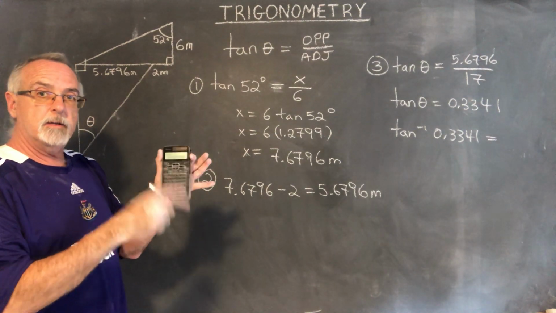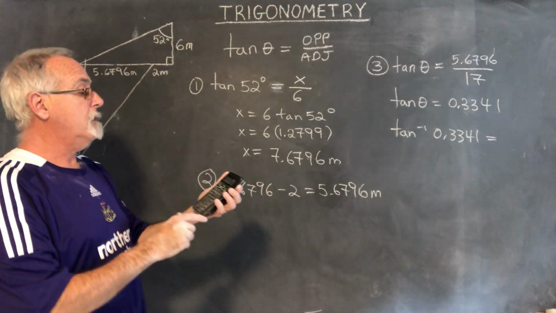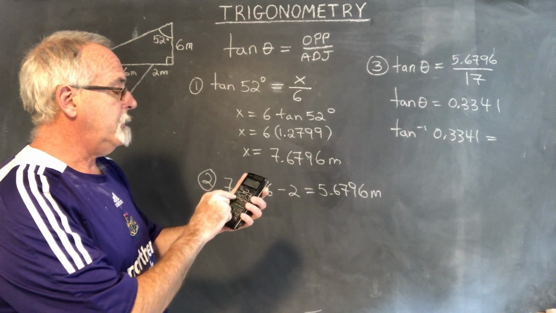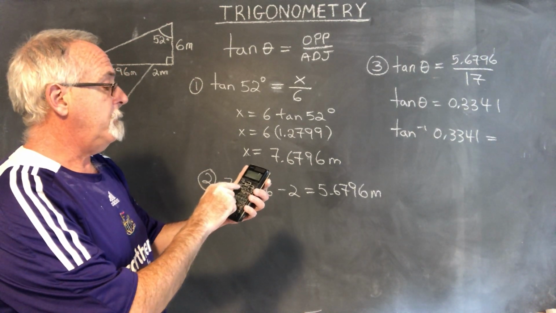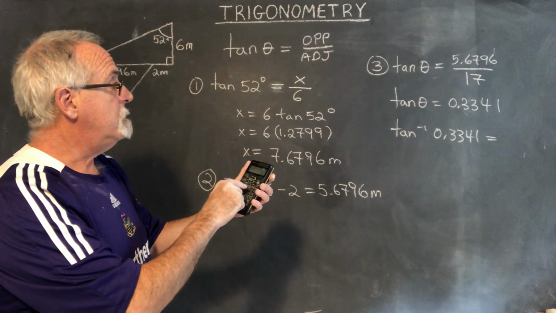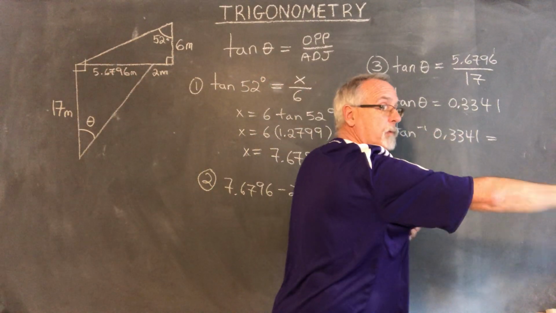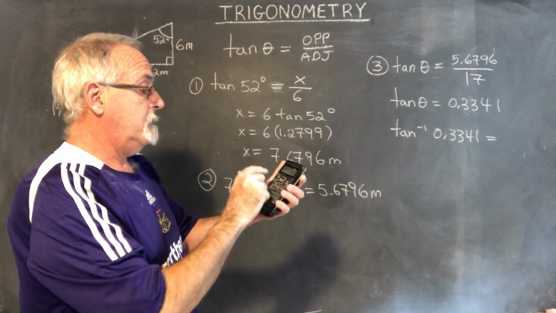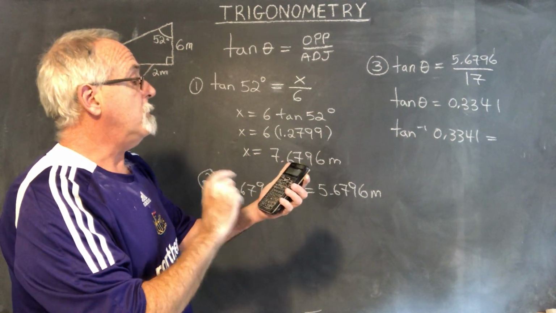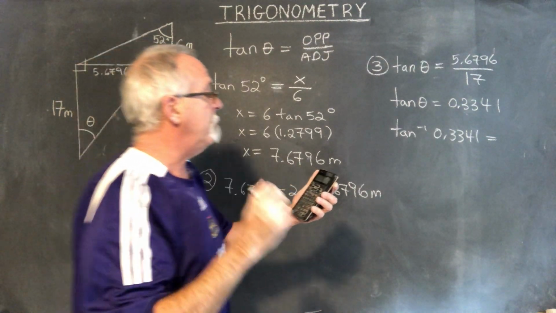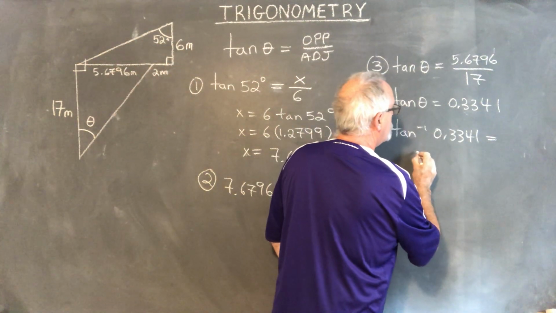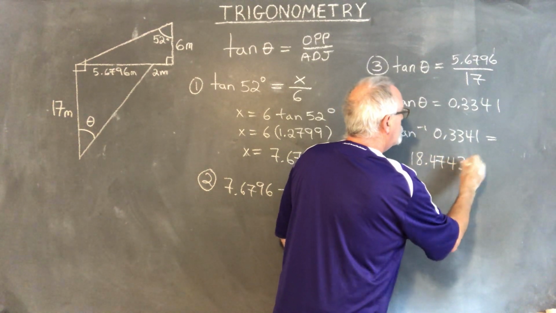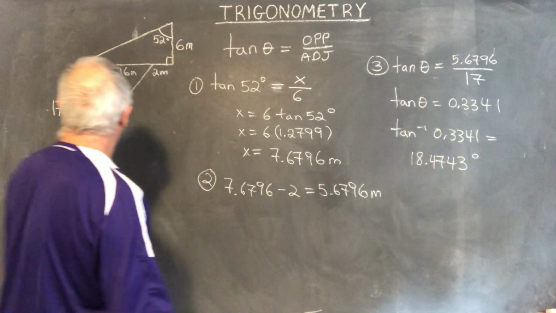Again, I can get used to using the memory in here, and this calculator I'm able to say second tan, and then I'm able to put in previous answer. So the 0.3341, but without being rounded, is in there. Previous answer equals 18.4743. Degrees, because it is an angle.